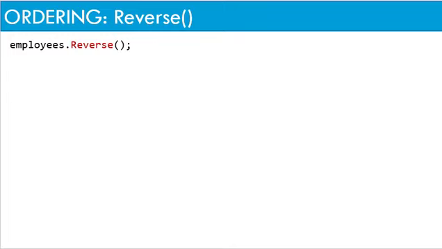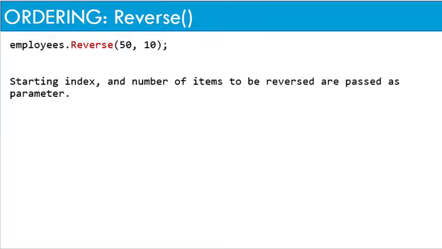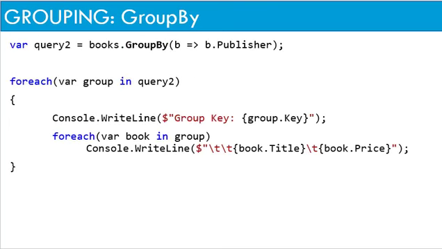The reverse ordering operator simply reverses the order of the elements in the source sequence. So this is another operator which can be useful in some situations. It can also take the starting index and the number of elements to be reversed as parameter.